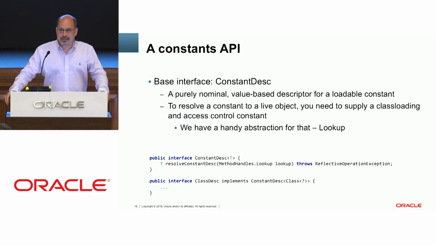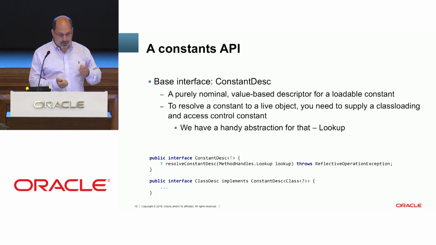So we start with a basic interface called ConstantDesc. It's a nominal descriptor for a constant. It's a value-based class, so it's an immutable class. And if you want, there's a way to resolve it to a live object, but you need to supply a context for things like class loading and access control. And conveniently, we have a mechanism for that called Lookup.